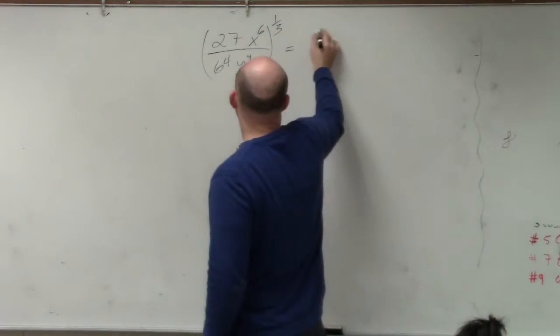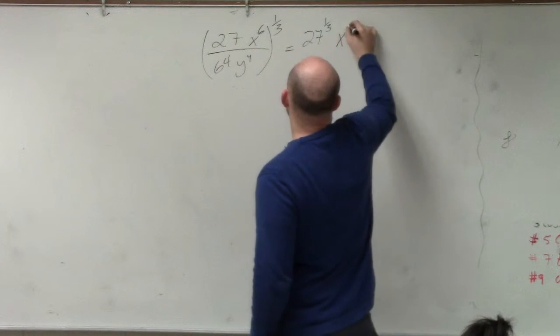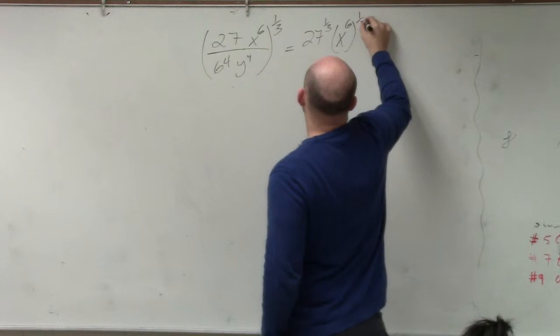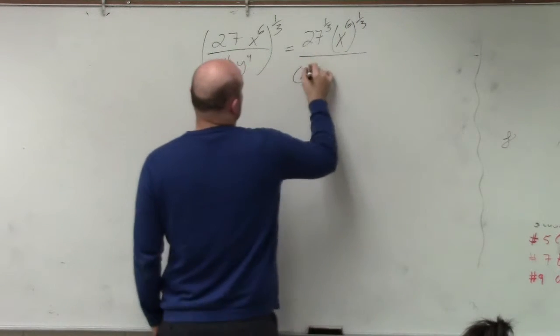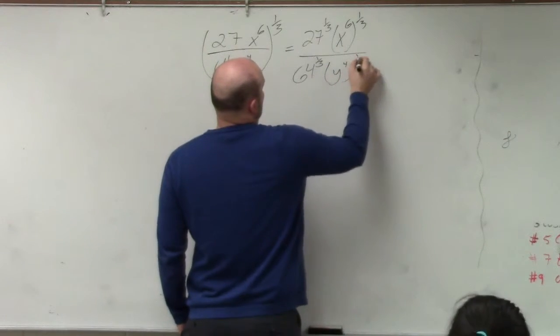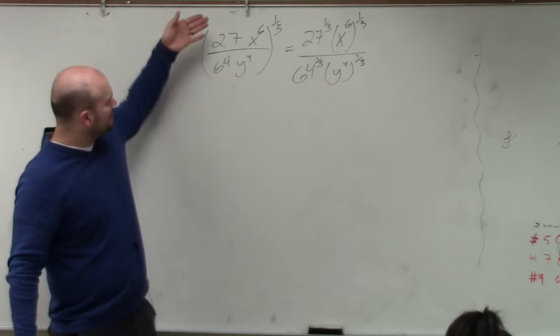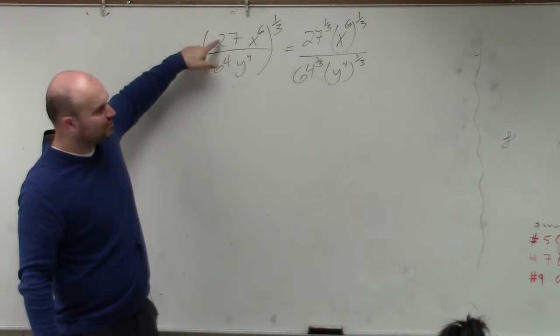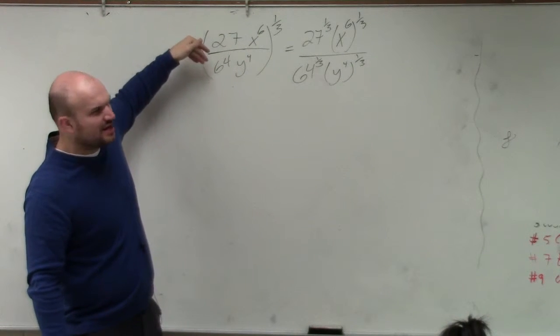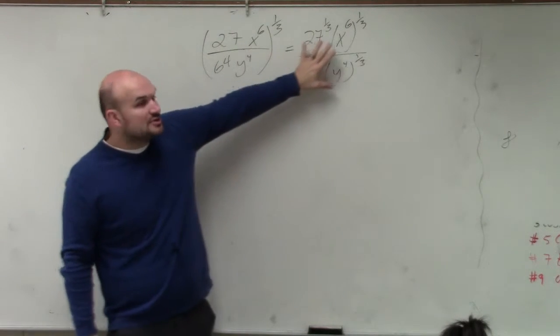So therefore, in reality, I really have 27 to the 1/3 power times x to the 6th raised to the 1/3 power, all over 64 to the 1/3 power and y to the 4th to the 1/3 power. Now, obviously, we'd always want to simplify first. I don't think 27 and 64 share any common factors that I could divide out. So therefore, I rewrite this.